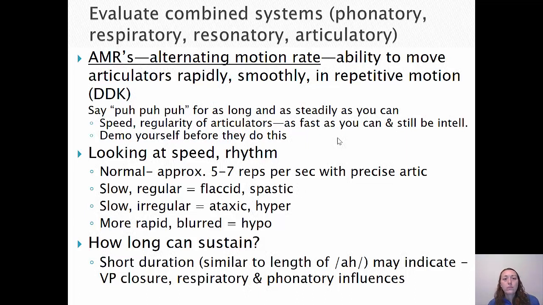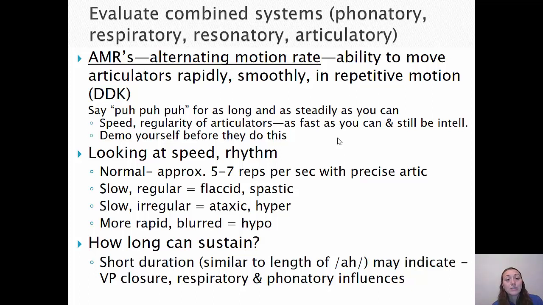Okay, so we know that almost every part of motor speech is combined systems. We have to have phonation, respiration, resonance, articulatory precision for all of that. We know AMRs, alternating motion rates, are going to give us some information about articulation because we have rapidly moving repetitive movements. So I provided, we know what the tasks are. So for AMRs, I want you to say pa pa pa pa pa for as fast and as long as you can, keeping that steady.